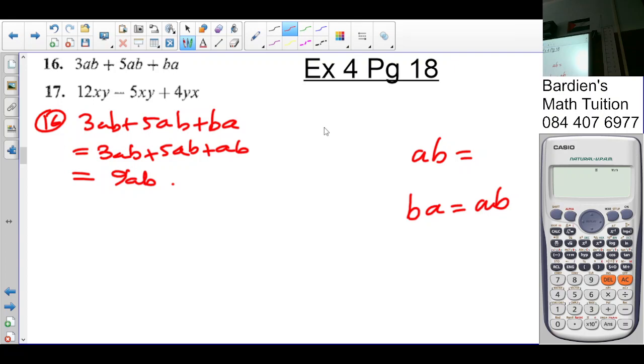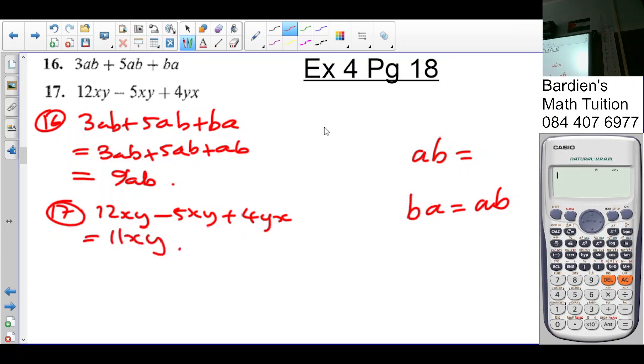The last one, number 17, is 12xy minus 5xy plus 4yx. Right, who's next? Go for it. Yeah, right. Who got 11xy? Nice. It's correct.